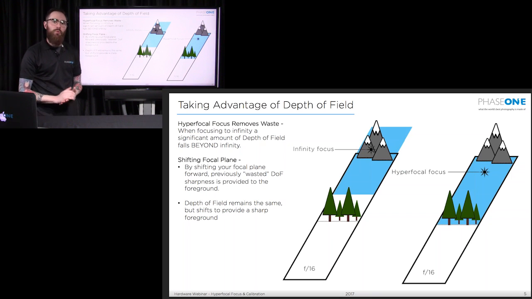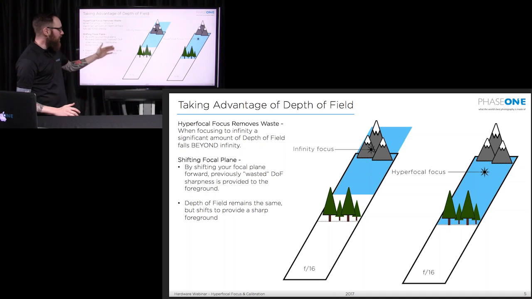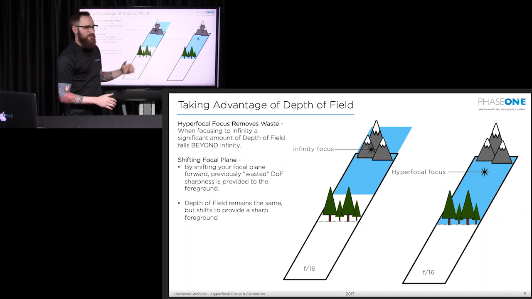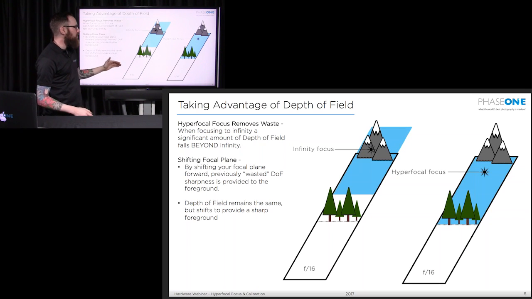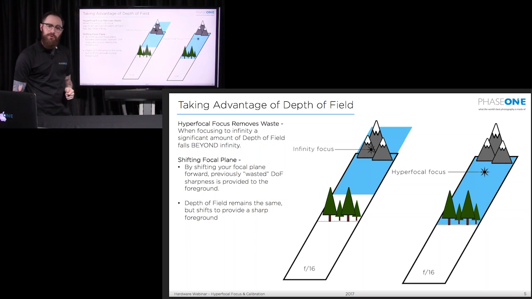Another illustration, just to demonstrate and hopefully drive home what it is we're going to be doing today with the hyperfocal focus and calibration. So at f16, you'll notice between these two images, the blue represents our depth of field. If we were to focus our lens using f16 at infinity, the mountains would absolutely be sharp. That's what the camera's designed to do. I pointed the camera at the mountains, I said autofocus, it focuses at infinity. The mountains are sharp, and I take that image and I'm happy with it.